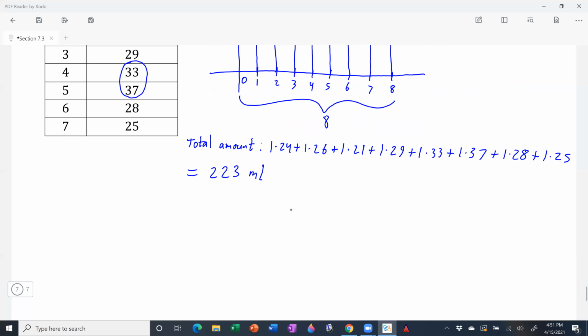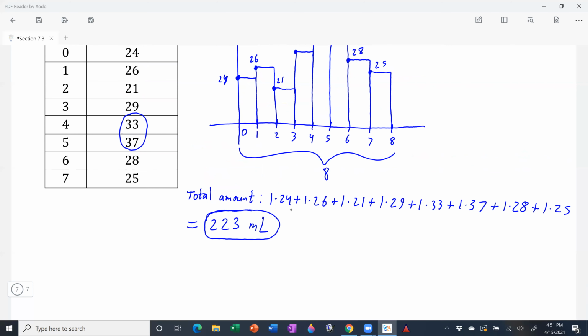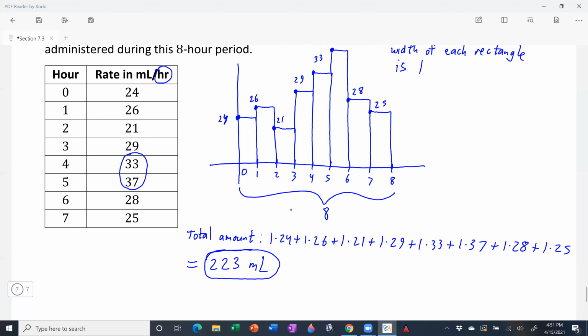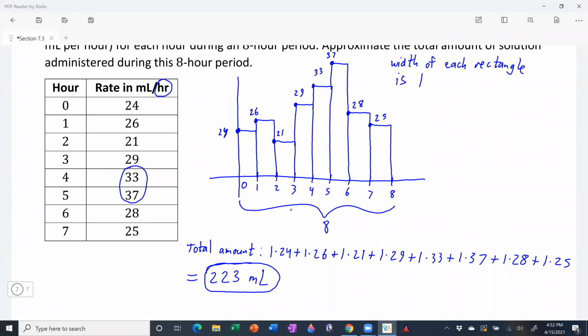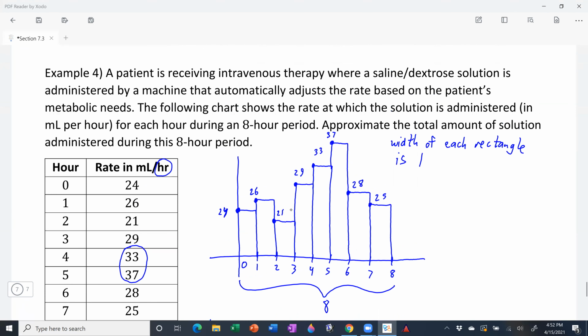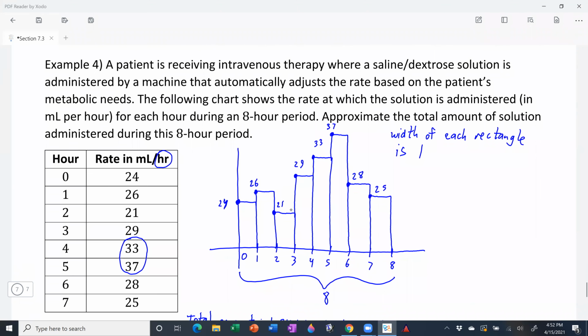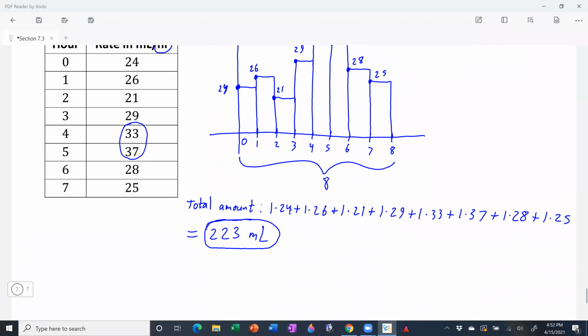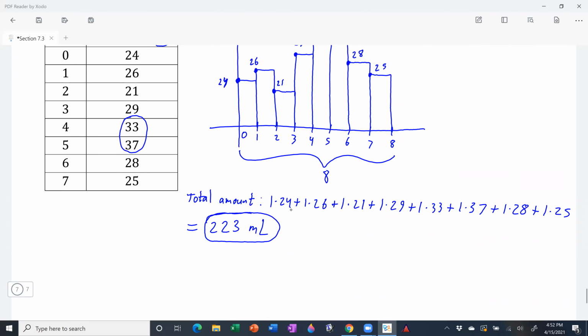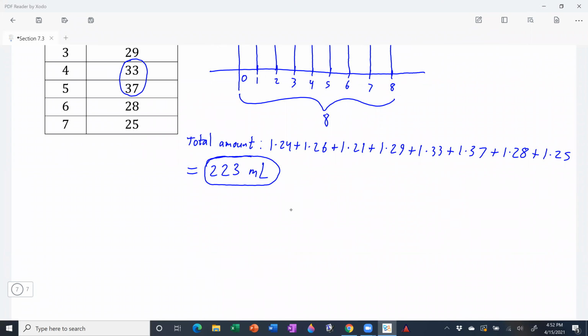And this is milliliters, and not per hour or anything like that, because the per hour was the rate that was given to us. And with this process, we found a total amount. So the total change, and it makes sense that this comes out to a positive number because all of the rates were always positive numbers too. Any of those rates being negative wouldn't have made sense unless this machine was sucking solution out of the patient. So this answer can only make sense as positive. And that's in total milliliters over this 8-hour period.